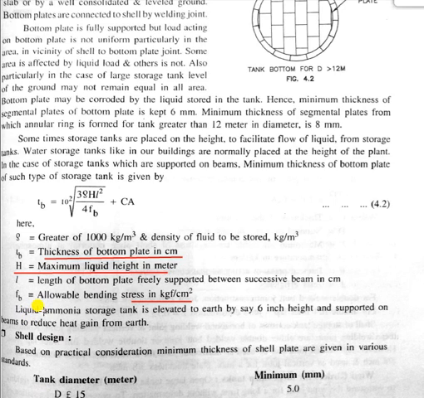And next, a liquid ammonia storage tank is elevated from the earth by, say, 6 inches height and supported on beams to reduce heat gain from the earth. That means for an ammonia storage tank, a 6 inch height has to be considered, and then it will be supported on beams, from the earth surface to the beams.